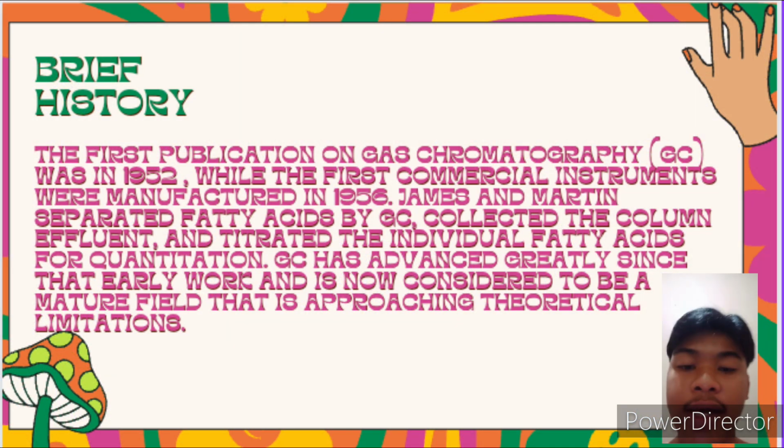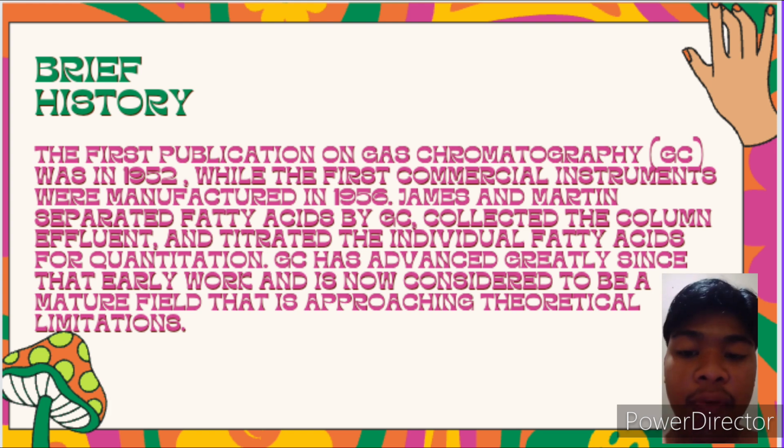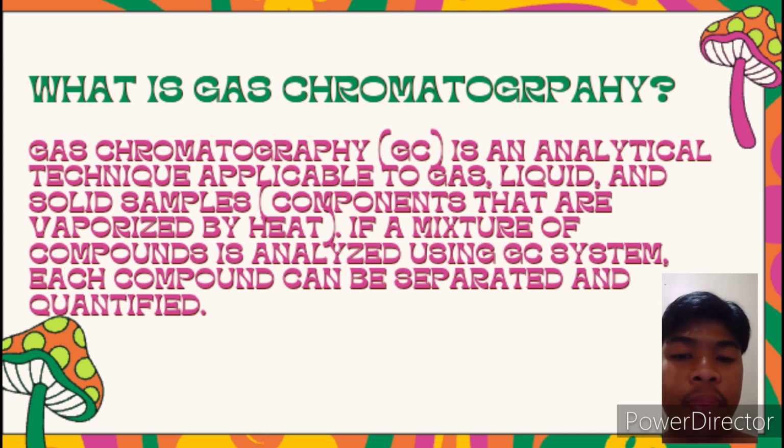The first publication on gas chromatography, also known as GC, was in 1952, while the first commercial instruments were manufactured in 1956. James and Martin separated fatty acids by gas chromatography, collected the column effluent, and titrated the individual fatty acids for quantitation. GC has advanced greatly since that early work and is now considered to be a mature field that is approaching theoretical limitations. So, what is gas chromatography?